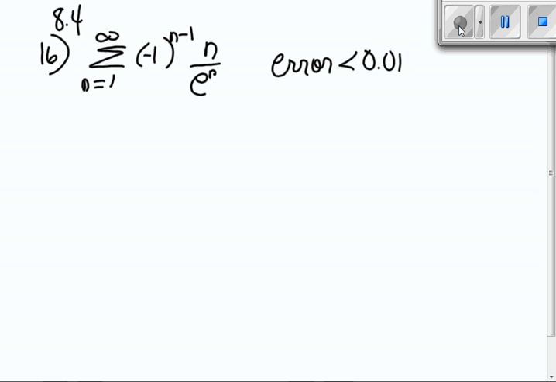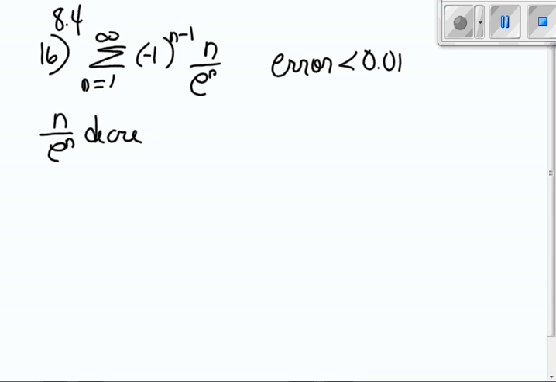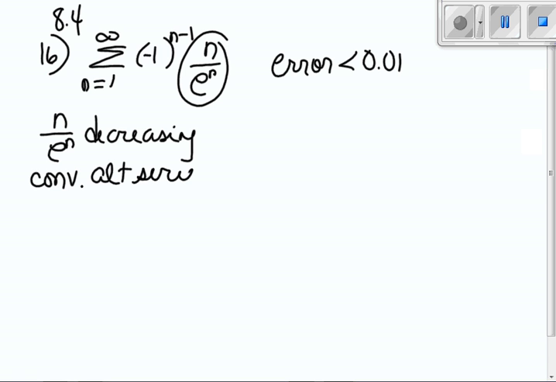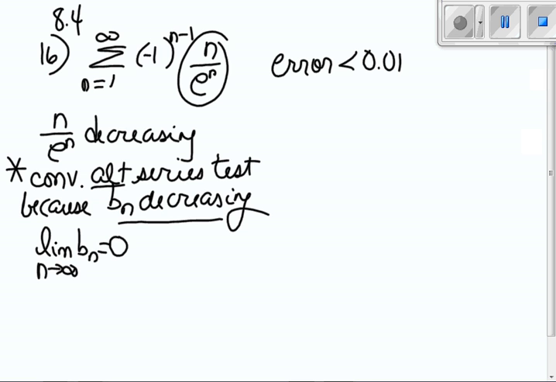It says show that the series is convergent. This is an alternating series. It's convergent by the alternating series test because clearly n over e to the n is decreasing. The limit of the sequence is 0, and it's alternating. So it converges by the alternating series test. And you should say, because b sub n is decreasing. They even wrote it in the problem last year, but students did not write it. So that was a problem. It's alternating, it's decreasing, and the limit of b sub n is equal to 0 as n goes to infinity. It converges by the alternating series test. That's how you know.